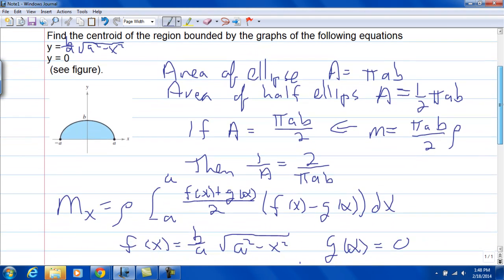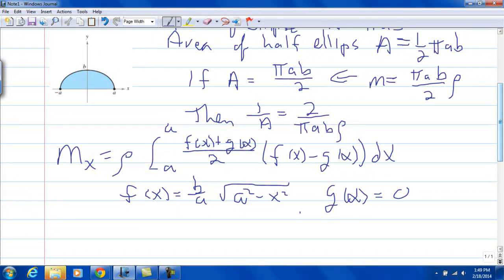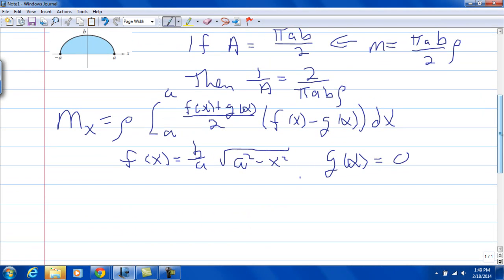And also we know that we want to divide by the area, which means to divide by the mass. And I could put a rho down here. It'd be 2 over pi ab rho. So Mx is going to be, now I'm going to do Mx, we'll talk about the x bar in a minute. Mx is going to be rho times the integral from negative a to a of f of x plus g of x over 2 times the quantity f of x minus g of x dx. Now in that, our f of x is going to be the b over a times the square root of a squared minus x squared, and g of x is 0.